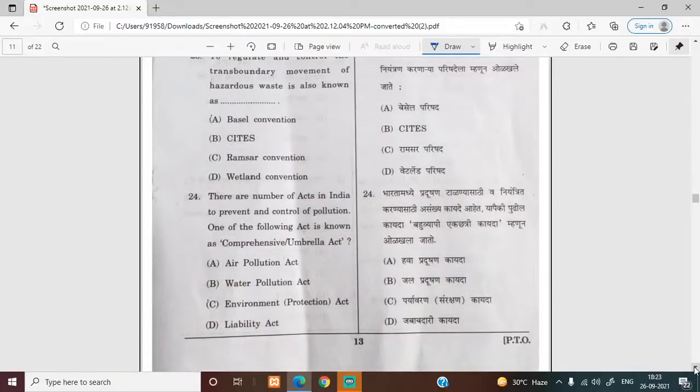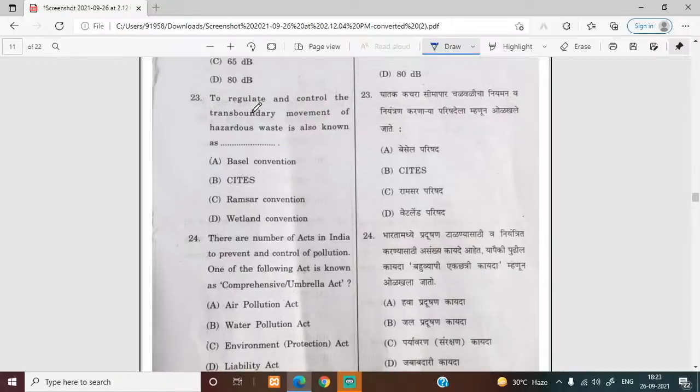Next question. To regulate and control transboundary movement of hazardous waste is known as Basel Convention, CITES, Ramsar Convention, or Wetland Convention. Which convention is related to transboundary movement of hazardous waste? Students, the right answer is Basel Convention. Basel is a city in Switzerland, in Europe. It talked about regulating transboundary movement of hazardous waste. There is so much waste which goes from one place to another, so that is transboundary movement. Here it is an international treaty to reduce this movement.